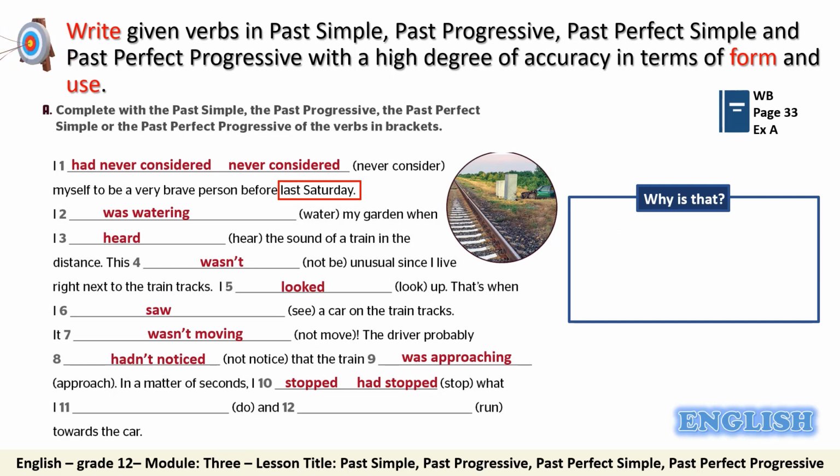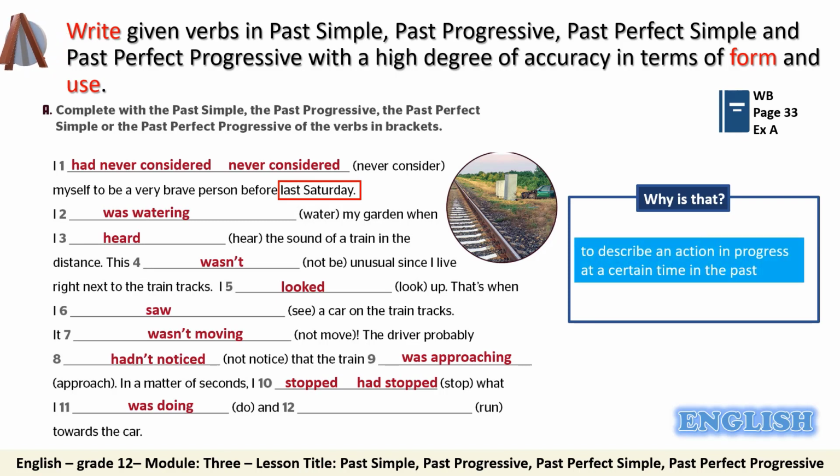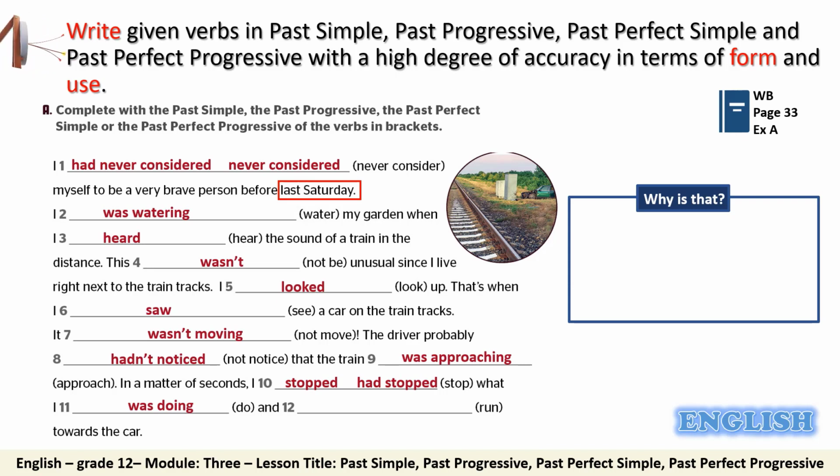Then space 11, we should write, very good, was doing. Do you know why? Exactly, because the action was in progress at a certain time in the past.